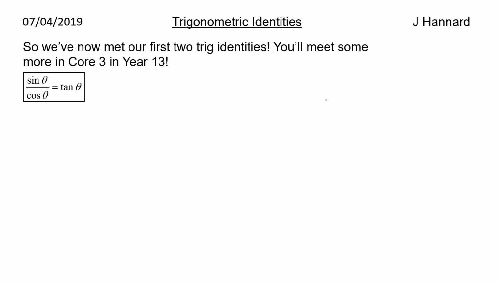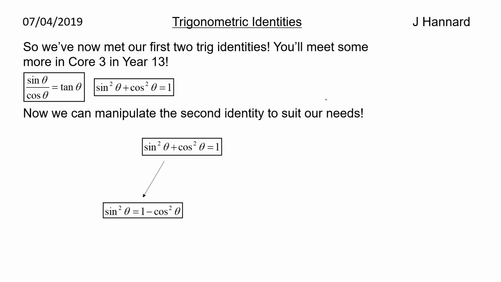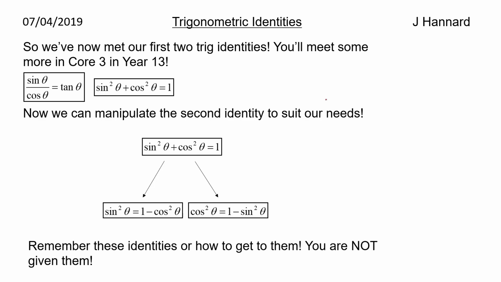So we've got sine theta over cos theta equals tan theta, and sine squared theta plus cos squared theta equals 1. So we can manipulate that second equation to suit our needs. So sine squared theta plus cos squared theta equals 1. Therefore sine squared theta is equal to 1 minus cos squared theta, just taking the cos over the other side. And similarly, cos squared theta is equal to 1 minus sine squared theta. And we'll talk a little bit about that later.